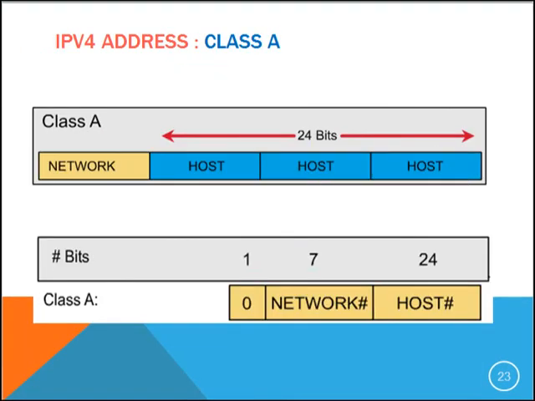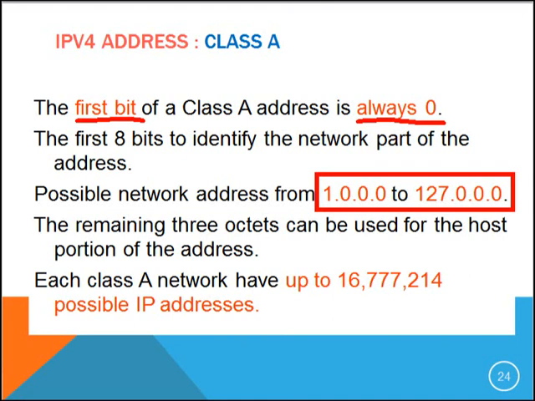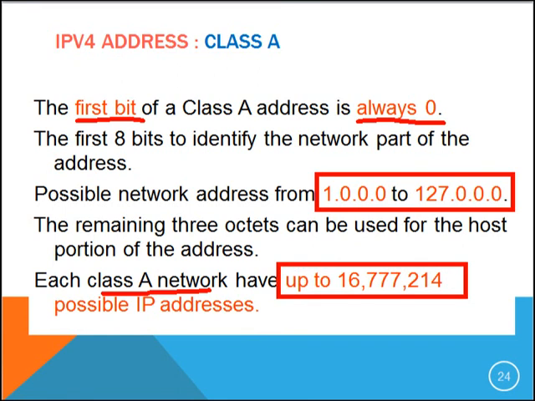Let's take a look at the first, class A of IPv4 addressing. In the class A address scheme, we have one octet for the network portion and three octets for the host portion. And how we recognize a class A address is that the first bit of the IP address is always zero. This means that the IPv4 address will have a range from 1.0.0.0 to 127.0.0.0, and the remaining three octets are used for the host portion. So this means that each class A network will have millions of possible IP addresses.